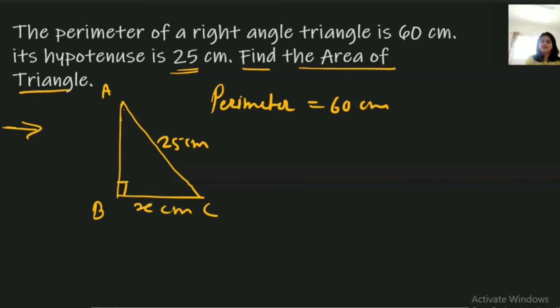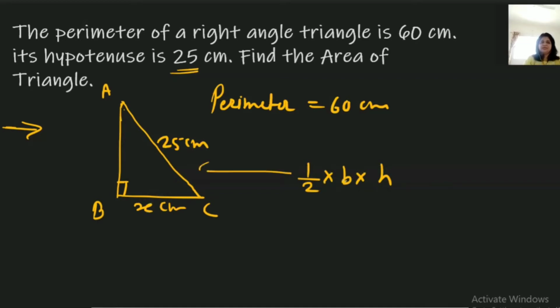And how to find the area of a right angle triangle? We can find the area of a right angle triangle by half into base into height. I'm just writing here the formula to show you, half into base into height. But if you see the diagram, you will come to know that we don't have the base and height given. So we have to find them first. Our first work is to find the length of base and height. So let's go for it.